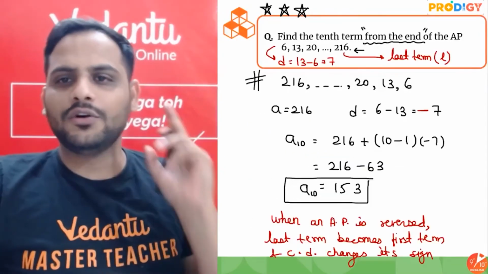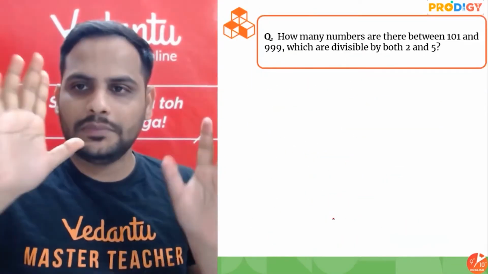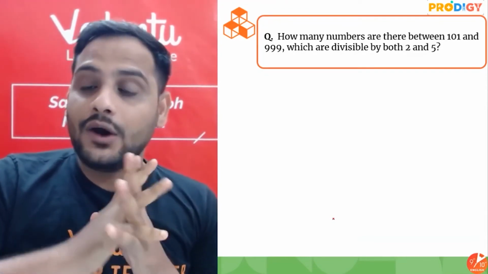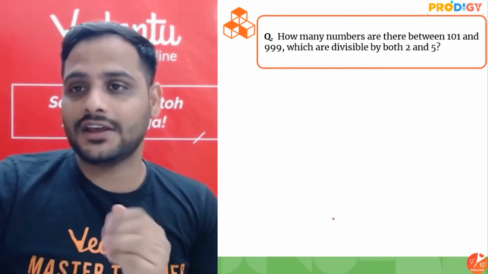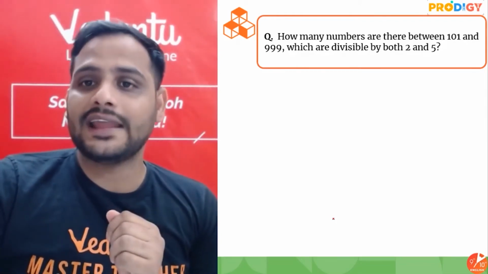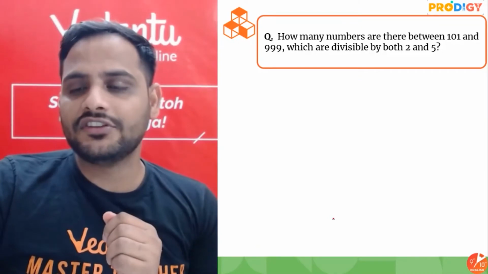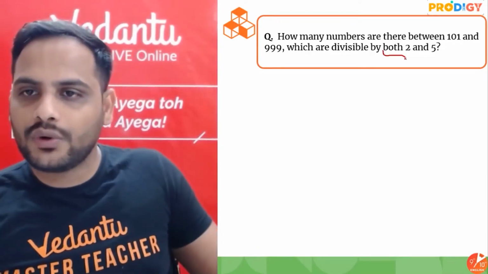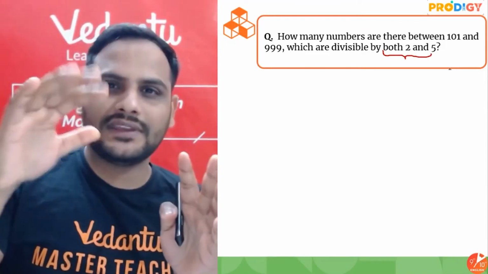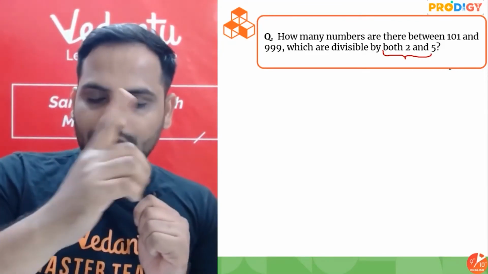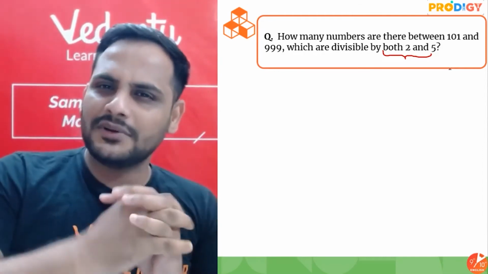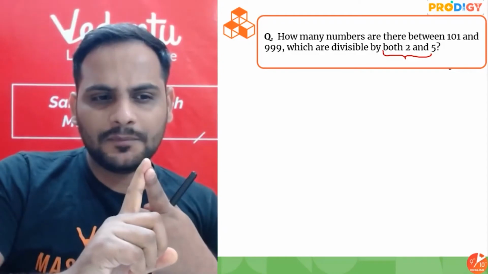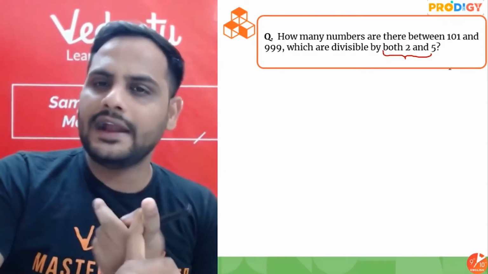Look at one more question, it is a very good question. Please read this question carefully. What is it saying? How many numbers are there between 101 and 999 which are divisible by both 2 and 5? Both 2 and 5. So in these kinds of questions, beta, first you need to understand what kind of numbers these are going to be. Those numbers which are divisible by both 2 and 5.